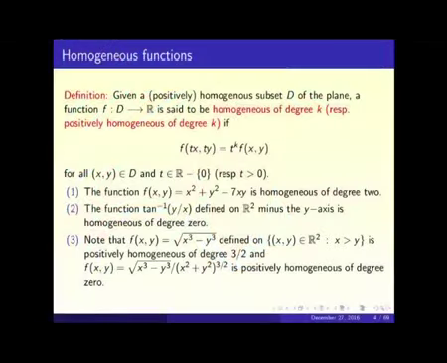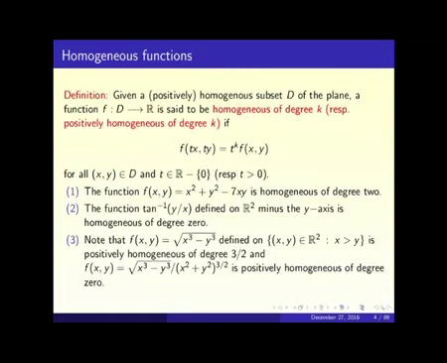So, a function f(x, y) is said to be homogeneous if f(tx, ty) equals t to the power k times f(x, y). The right hand side and the left hand side are both defined because whenever (x, y) is in the domain, (tx, ty) is also in the domain. This k is called the degree of homogeneity, and we will say that f is homogeneous of degree k.